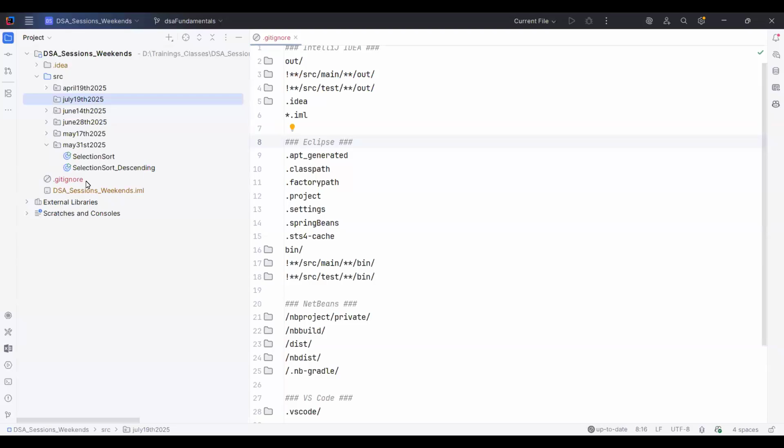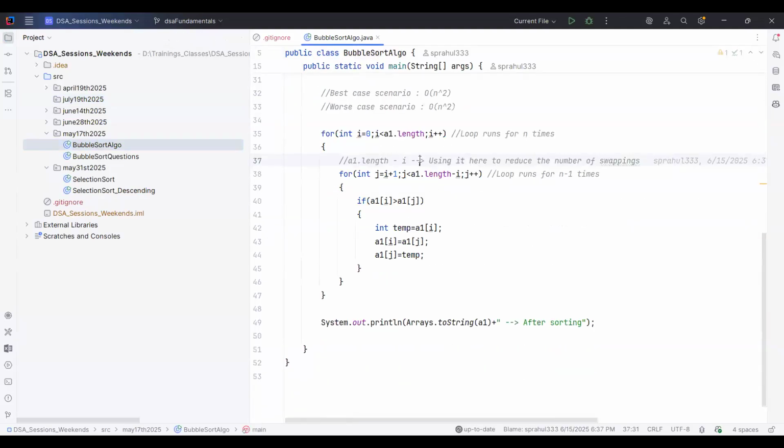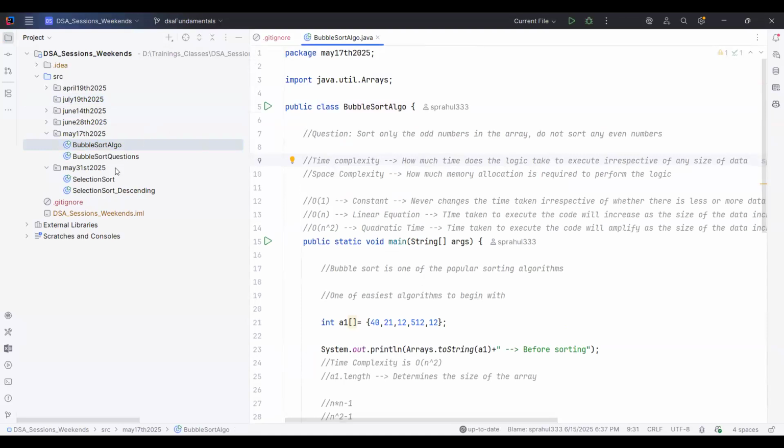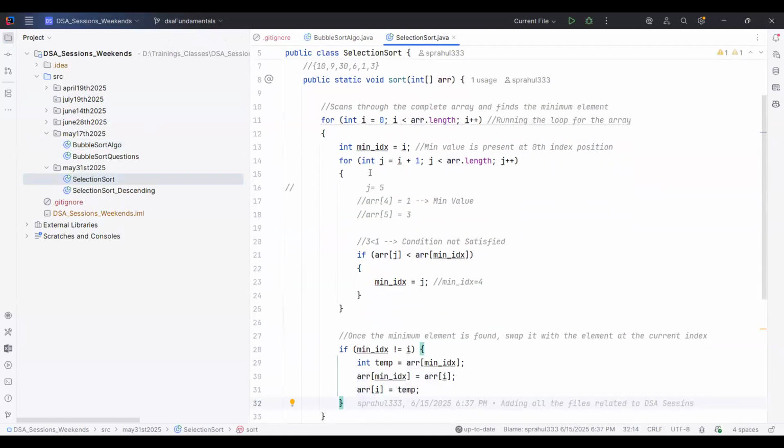So in the previous classes, let me give you a quick walkthrough for people who have joined for the first time. We have discussed bubble sort. In the last class, we have discussed selection sort, and what selection sort is and all those things.